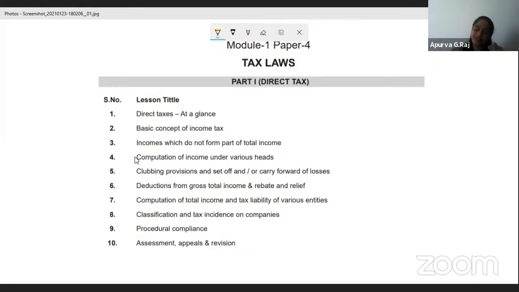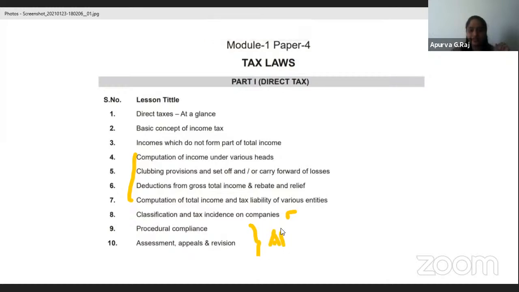This computation of income under the various heads constitutes around 40% of your syllabus. Next, fourth, fifth, sixth, and seventh: these 4 chapters are considered very important, and they constitute 70% of your marks in the examination. Next is the classification and incidence on companies, that is corporate taxation. And the last 2 chapters are going to be the assessment procedure.